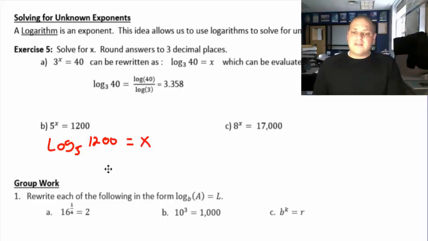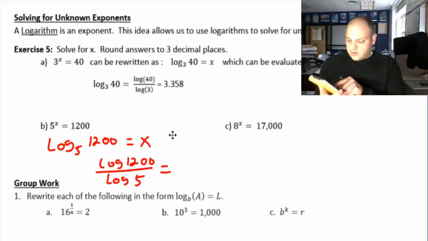So now x is going to equal the log of 1200. Just use the change of base formula. The log of 1200 over the log of 5. This is the change of base formula. And I just type that in. Log of 1200 divided by the log of 5. And that's going to be about 4.4. Approximately 4.4. Oh, three decimal places. 4.41.